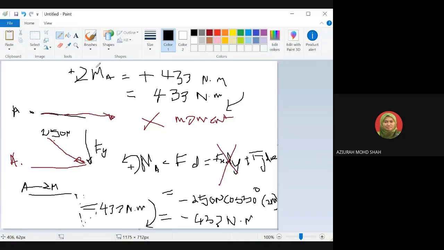So at the end, regardless whether the assumption you put is positive clockwise or positive counterclockwise, it doesn't matter. What matters is that your assumption and your calculation are correct. Look here, it becomes positive, but here it becomes negative. But at the end you get the same thing. So both answers are 433 Newton meter clockwise. Okay.